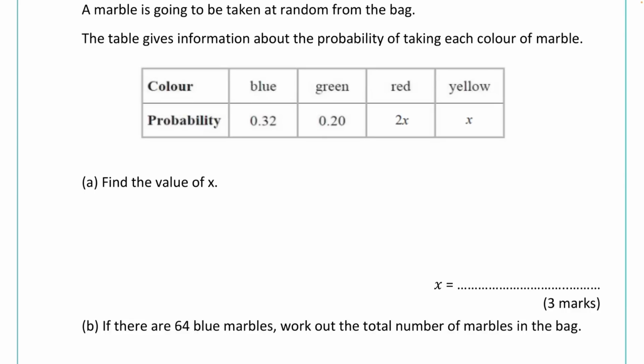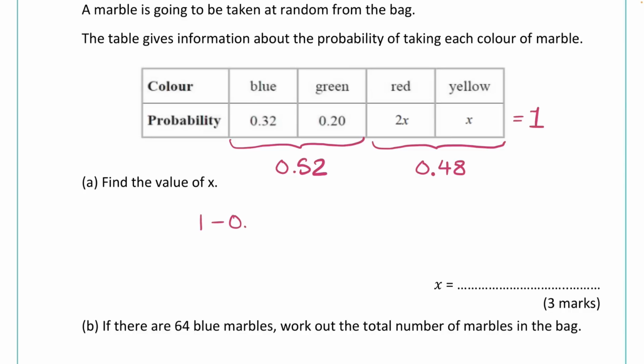So these numbers in the table have to add up to 1. At the moment, we've got these two here, which add up to 0.52, which means what's left over has to add up to 0.48. I'm just going to do 100 take away 52, which is 48, so 0.48. And it's worth writing that working out down. 1 minus 0.52 is equal to 0.48.